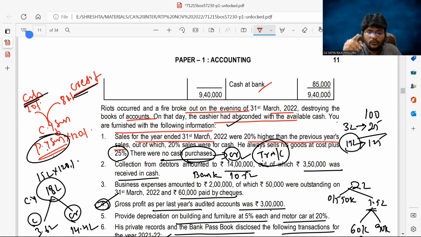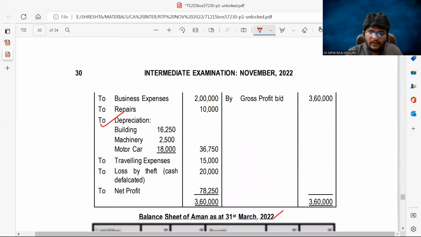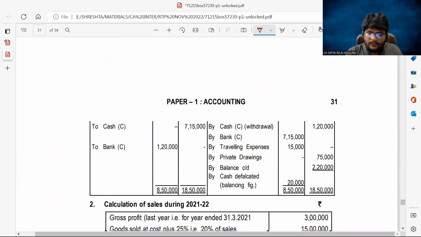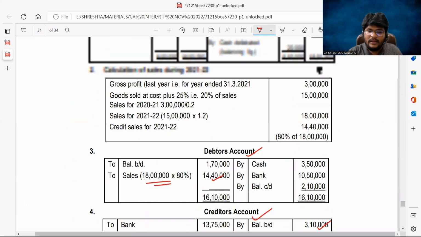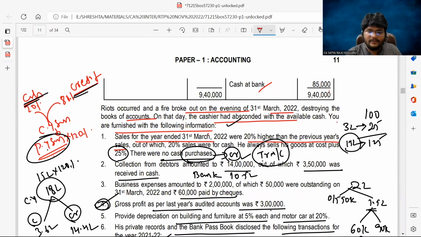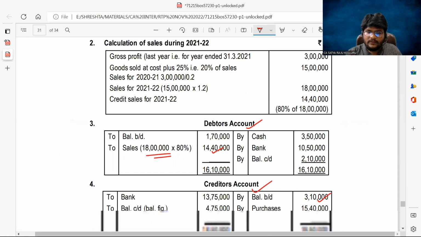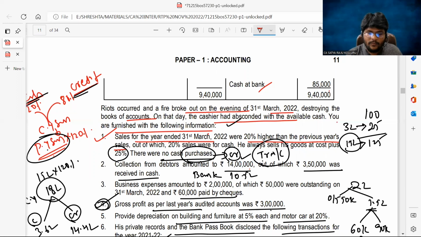That's why in the debtors account to sales, this 80% you also need to work out. The entire sales information you need to provide. So debtors account is impacted: debtors account to sales is 14,40,000, and the remaining in the form of cash, that is cash sales 18 lakhs into 20%, which is 3,60,000. That is the first adjustment. Second adjustment, collection from debtors, bank and cash to debtors. In debtors, by bank, by cash. In the cash and bank also simultaneously you need to give the posting.